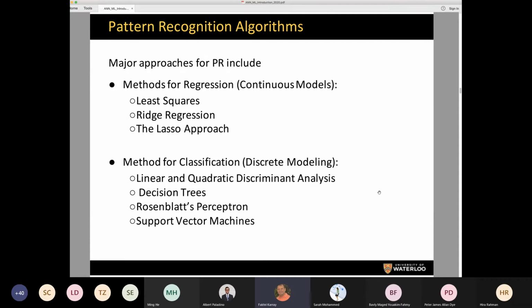So continuing with the pattern recognition algorithms, we noted that pattern recognition has been used for continuous models, which we call regression models. We will speak about regression models and about classification models later on. But let me summarize very briefly what we mean by regression and what we mean by classification. When we speak about regression, it means that we are developing a model for which the outcome is a continuous signal. It's continuous information.